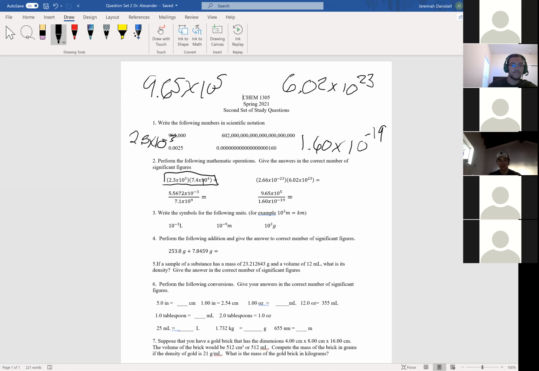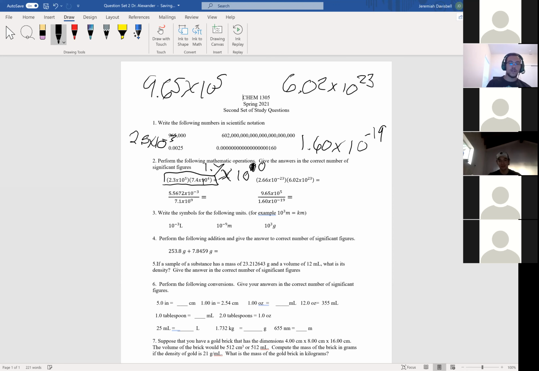The ones that have the tens with the different powers, since they have the same base, you would add the exponents. And then you would multiply the 2.3 and the 7.4. So 2.3 times 7.4 gives us? I got 1.7, after you moved the decimal. So when you move the decimal over, that will make it 1.7 times 10 to the 10th power.